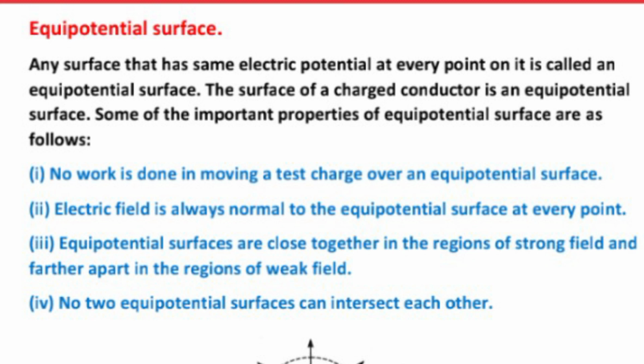Electric field is always normal to the equipotential surface at every point. Third, equipotential surfaces are close together in the regions of strong field and farther apart in the regions of weak field. Fourth, no two equipotential surfaces can intersect each other.